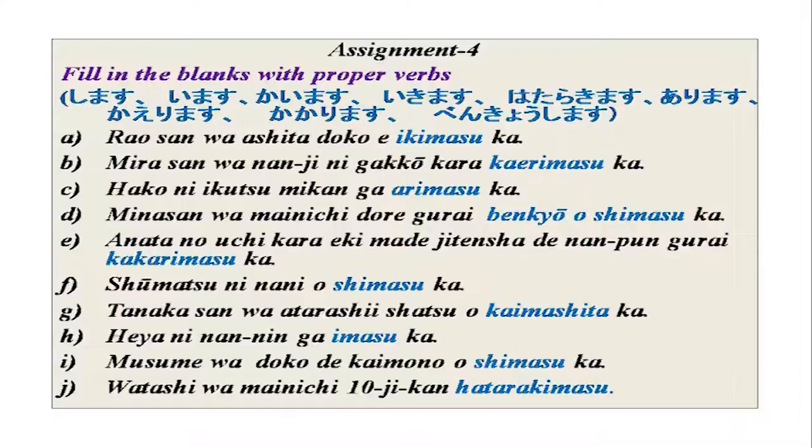Then the fourth assignment was fill in the blanks with proper verbs. We have done verbs earlier in mas form, in mashita form, in masen form, in masen deshita form. So these are called mas form, as I told you. All the verbs are listed over here and you can go through this and see what you have done.